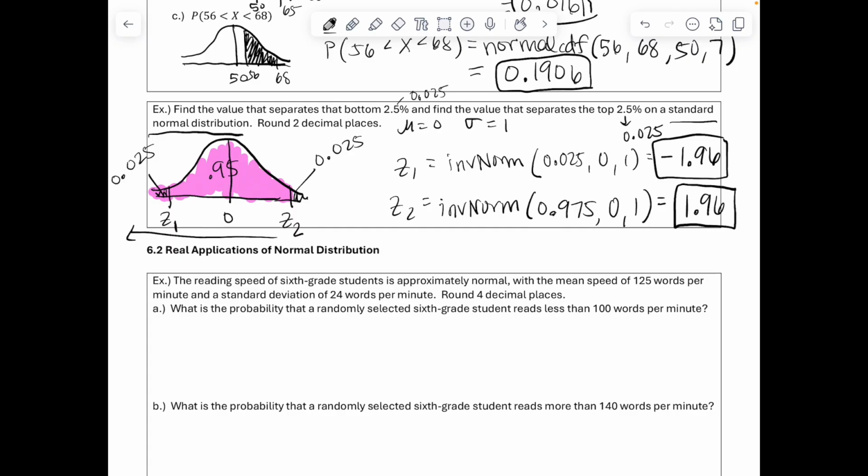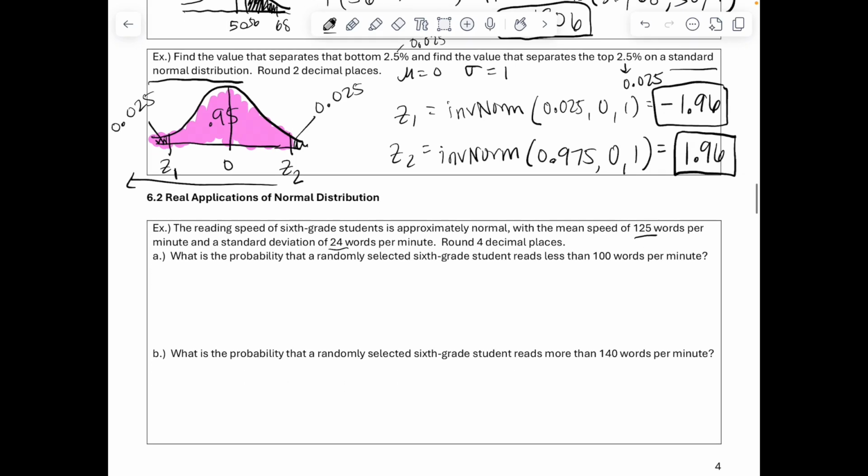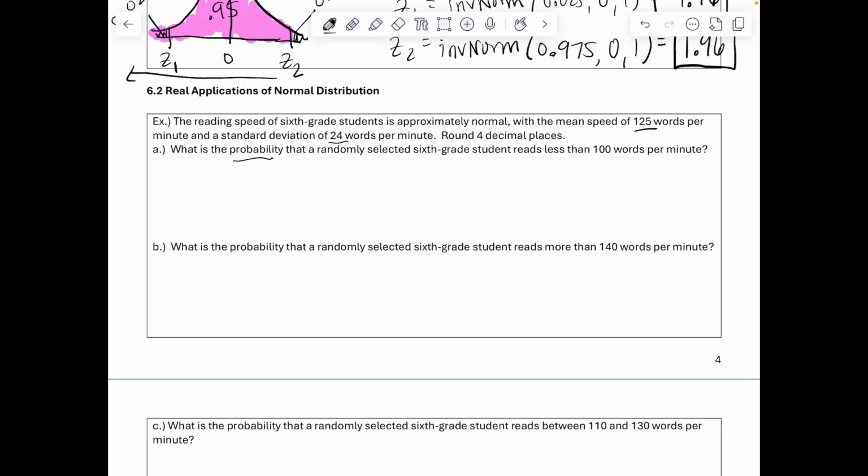The example we have says the reading speeds of 6th grade students is approximately normal with a mean speed of 125 words per minute and a standard deviation of 24 words per minute, round to 4 decimal places. So we know the mean is 125 and the standard deviation is 24. Part A says what is the probability that a randomly selected 6th grade student reads less than 100 words per minute. So let's go ahead and draw our bell-shaped curve.